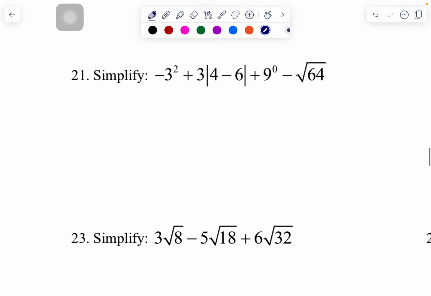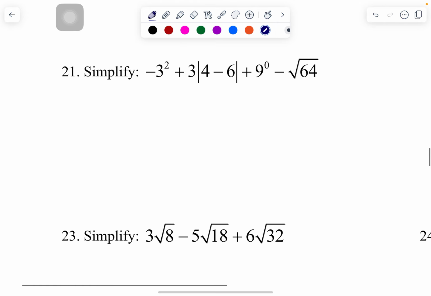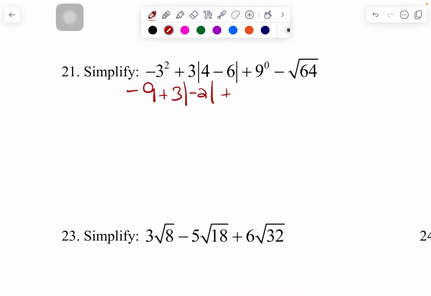Let me see if I can do a quick simplification on problem 21 here. Following order of operations, I'm going to do 3 squared, which is 9. The negative is outside that squared part, so don't worry about that. Plus 3, absolute value, 4 minus 6 is -2. 9 to the 0 is 1. Square root of 64 is 8. So -9 plus 3, the absolute value of -2 is +2.